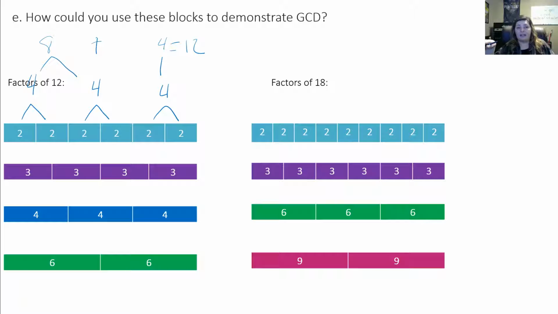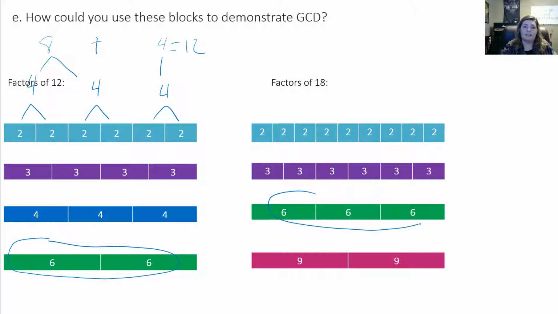Now, what we are trying to do is find the greatest common divisor of 12 and 18. So do we see anything that is common between 12 and 18? Because I would argue that 6 and 6, and 6, 6, and 6 are the same here. So I would say that the greatest common divisor of 12 and 18 is 6.